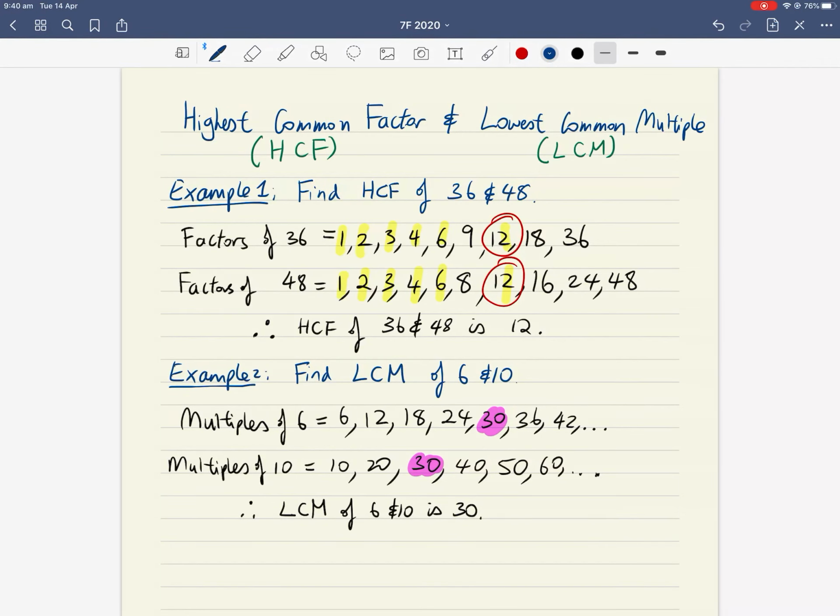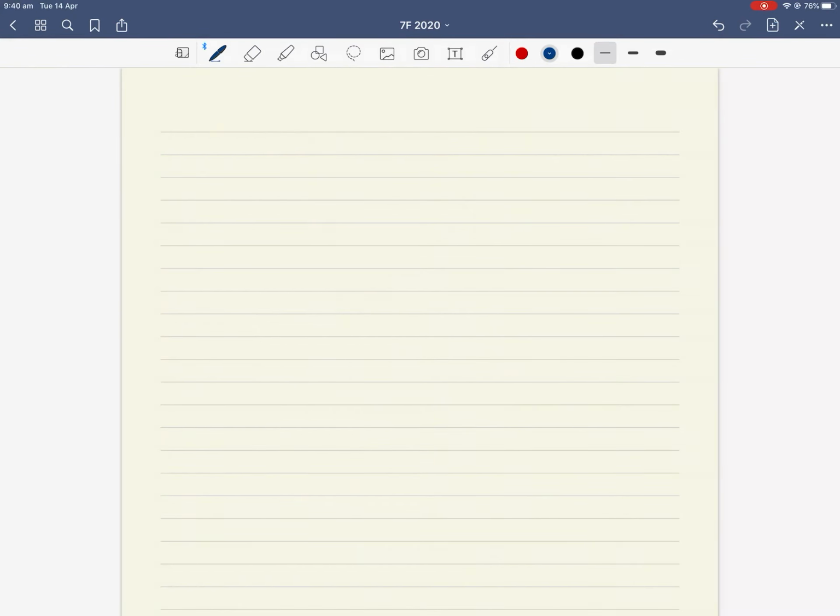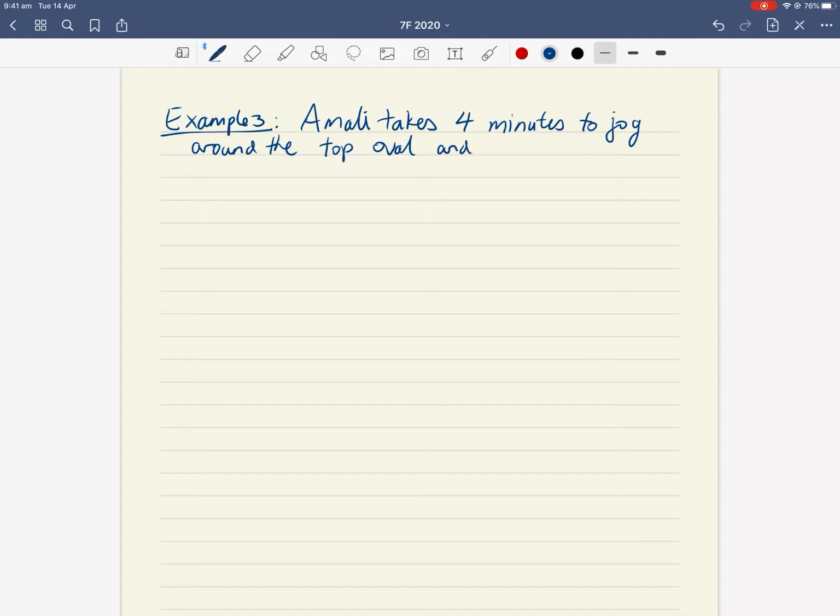Alrighty, so let's look at today's word problem with example 3. So let's write this down. Example 3. It says Amali takes 4 minutes to jog around the top oval and Jade takes 5 minutes to jog around the oval. They start at the same time and position.